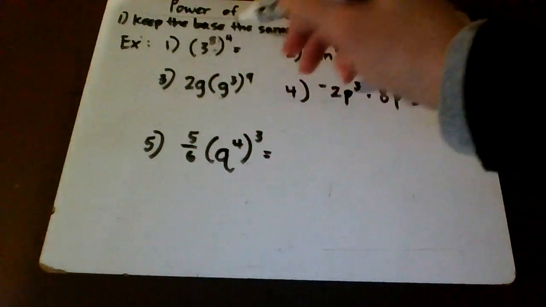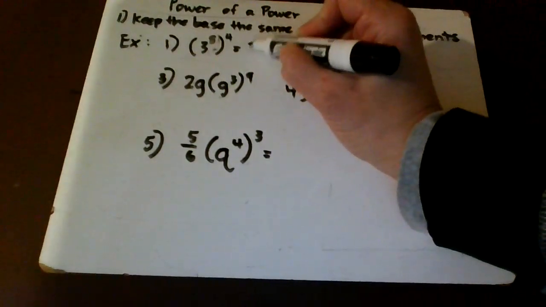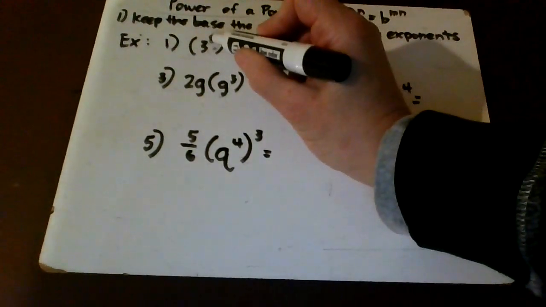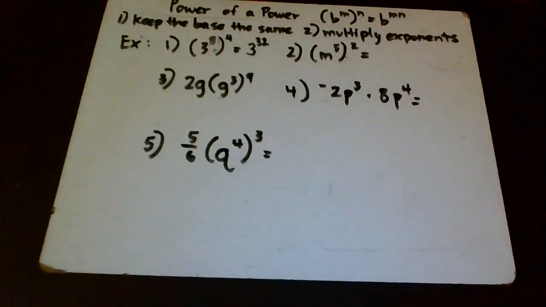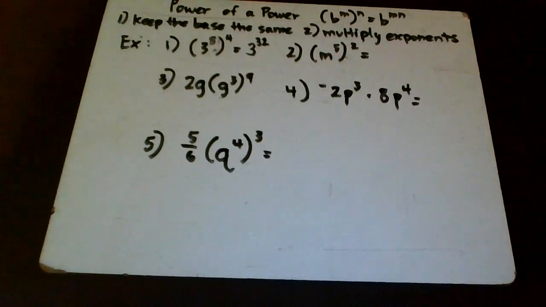So I have 3 to the 8th, all to the 4th power. Keep the base the same, which is 3, and then I multiply 8 times 4, which is 32. 3 to the 32nd power. Just leave it as that. We don't need to do anything more with it.